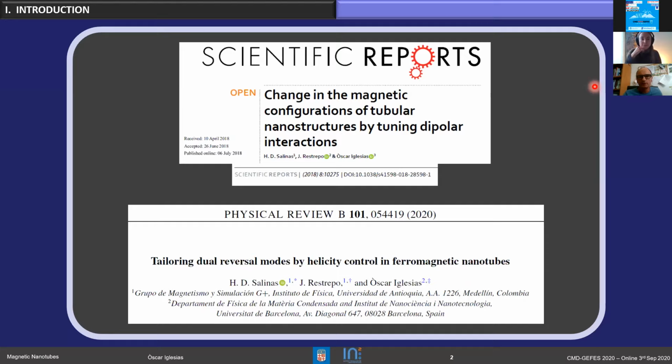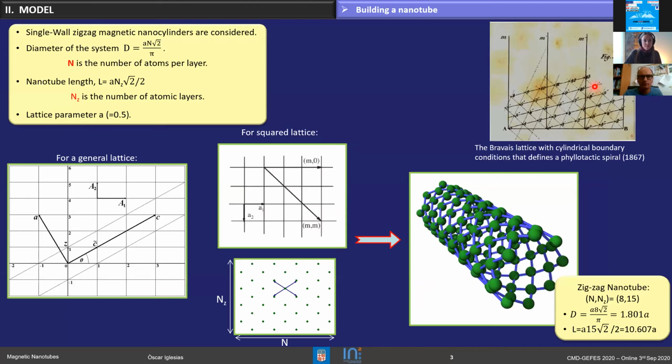The results that I'm going to show you are a collaboration over the years with the group of Johan Restrepo and Hernán Salinas in Colombia. I refer to these two recent articles for the results and more details. So instead of giving an introduction on nanotubes, which would take me half an hour, and I think that you all know what a nanotube or nanowire is, I will only mention how to obtain a nanotube, which is the object of study of what I'm going to talk about today.